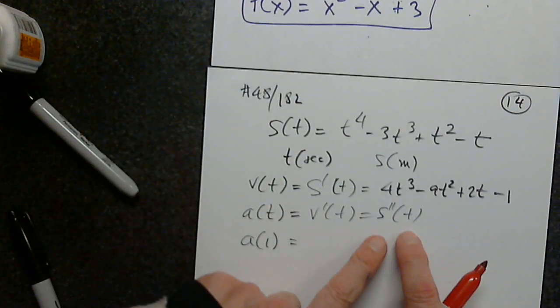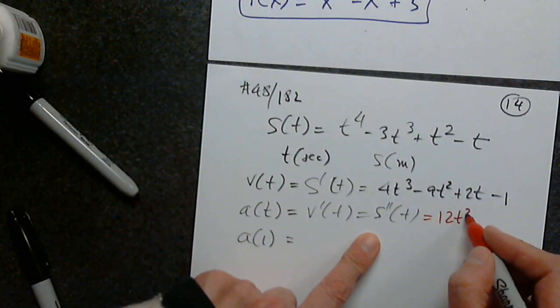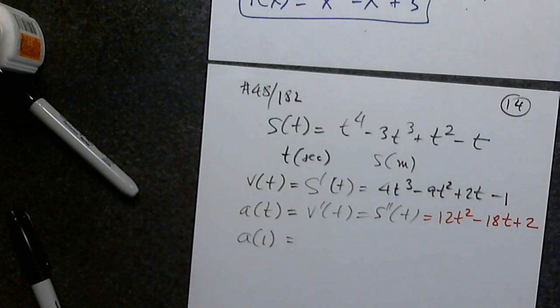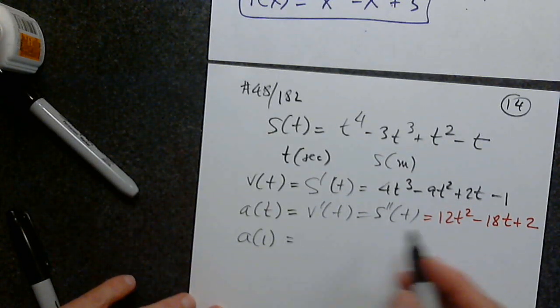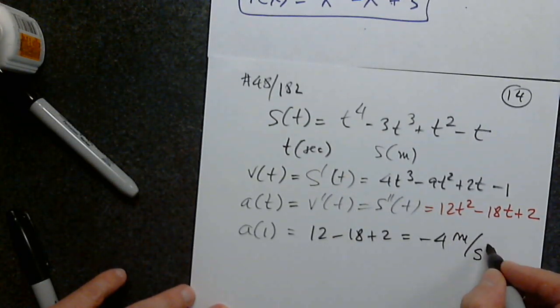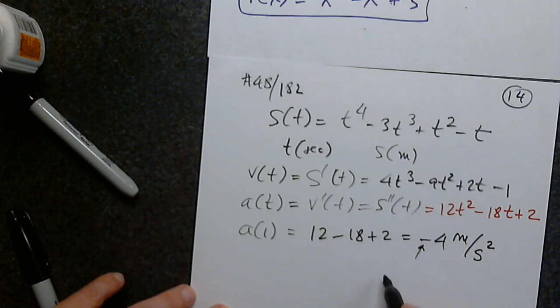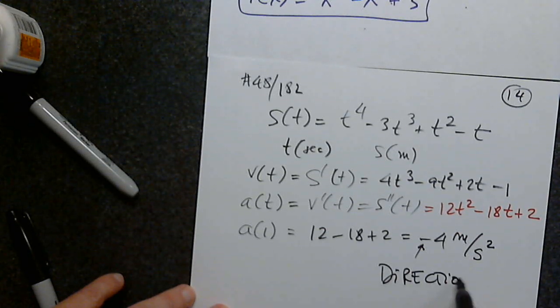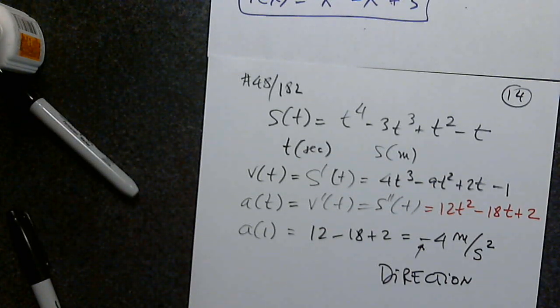And now the second derivative, which is the acceleration, will be 12t squared minus 18t plus 2. And then we plug in 1, and that's it. Very good. So a of 1 will be 12 minus 18 plus 2, which is negative 4 meters per second squared. And this indicates direction, not the value. We're slowing down. Any questions?